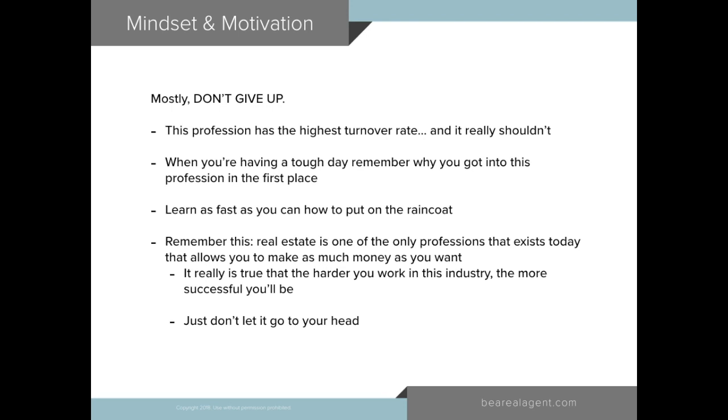Very unfortunately, our profession has the highest turnover rate, and it really shouldn't. I believe there's a debate out there if it's financial planners or real estate agents who have a higher turnover rate, but it doesn't have to be that way. If we just work together and collaborate and start answering questions for each other and provide solutions to problems that we have, we'll all feel better and we'll have more clarity and peace of mind working in the industry. When you're having a tough day, remember why you got into the profession in the first place.